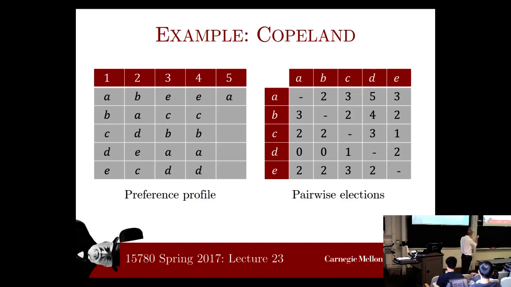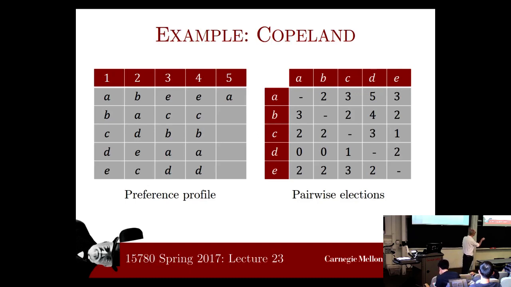A versus D, so everybody, including 5, ranks A above D. And A versus E, so we have voters 1, 2, and 5 ranking A above E, so we have a 3 here. Now, B is going to be a bit trickier because I haven't put him yet in 5, and it's going to depend on where I put him in the vote of 5.